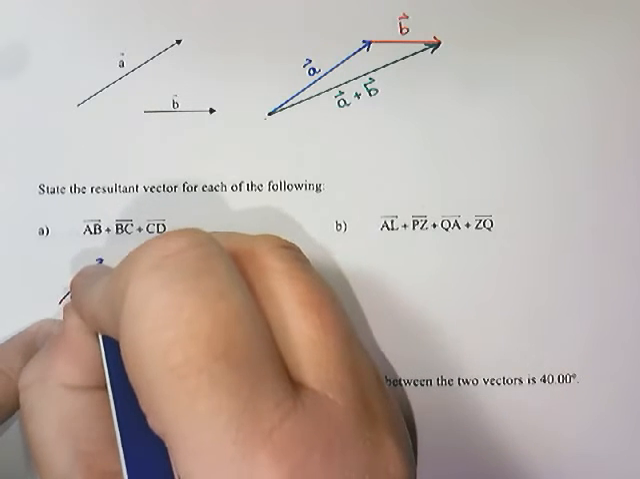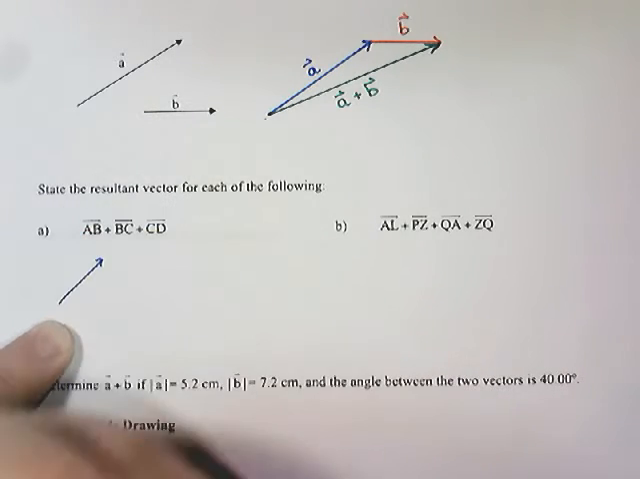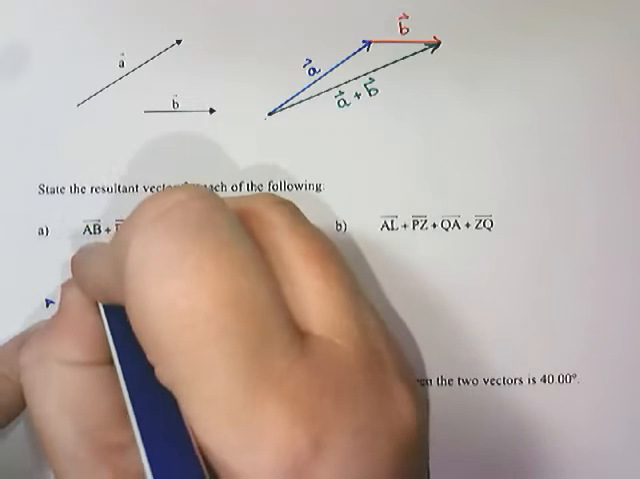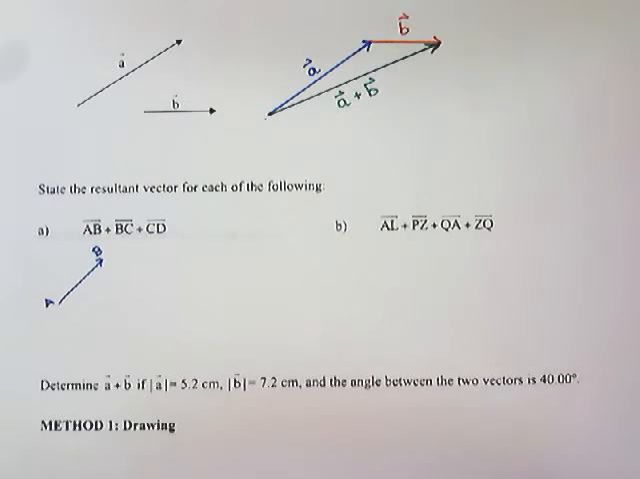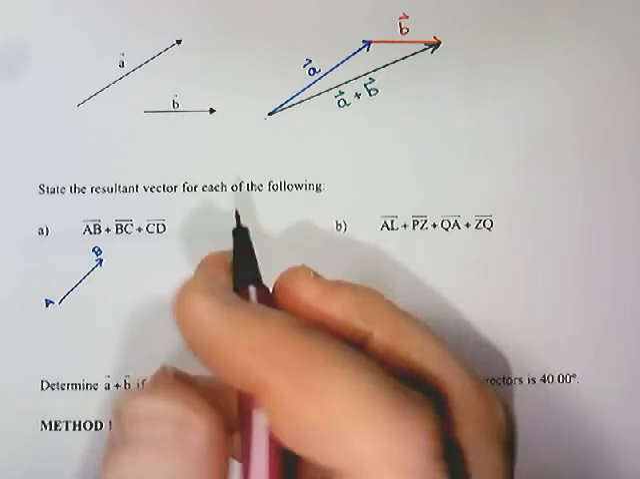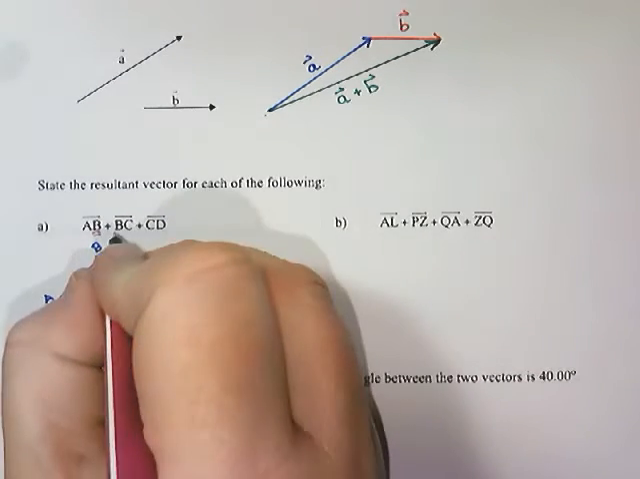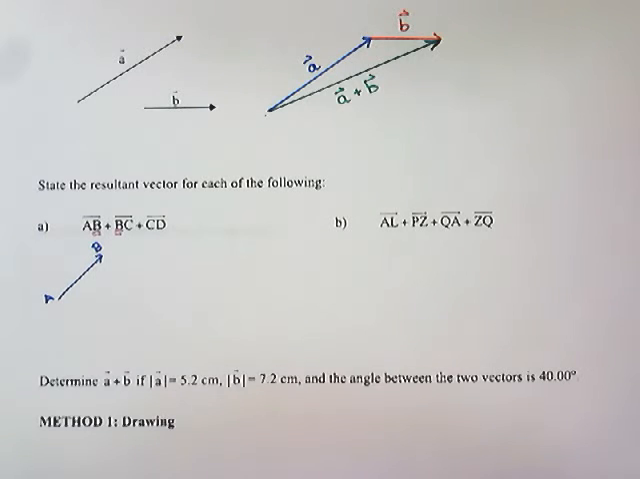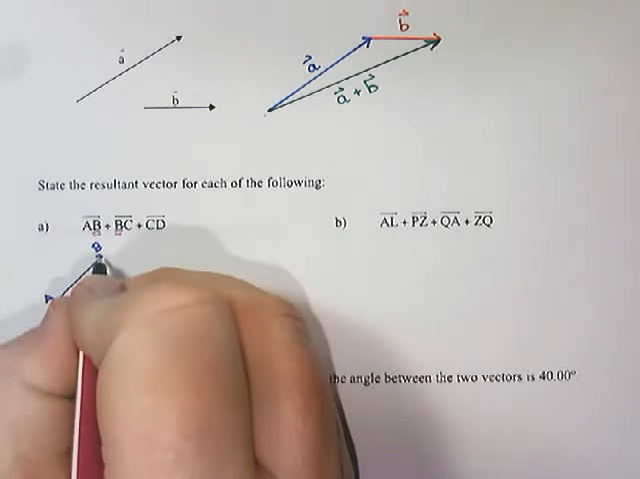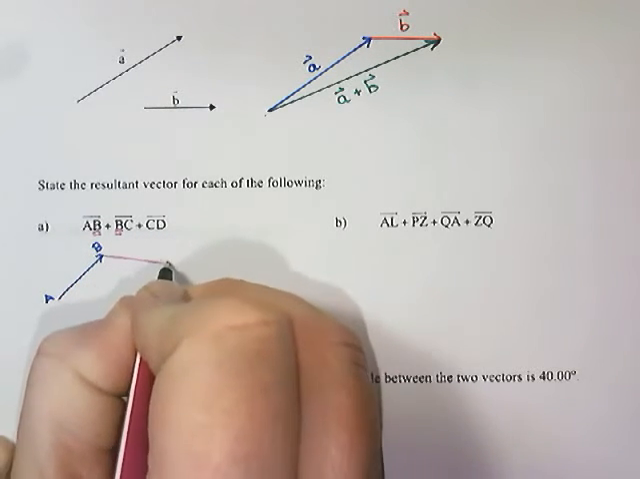I'm going to call this AB. So AB means it starts at A and it ended at B. And then to that, we're going to add the next vector. So this vector ended at B, so the next part has to start at B in order for us to be able to continue. So I would go from B to some random point C.